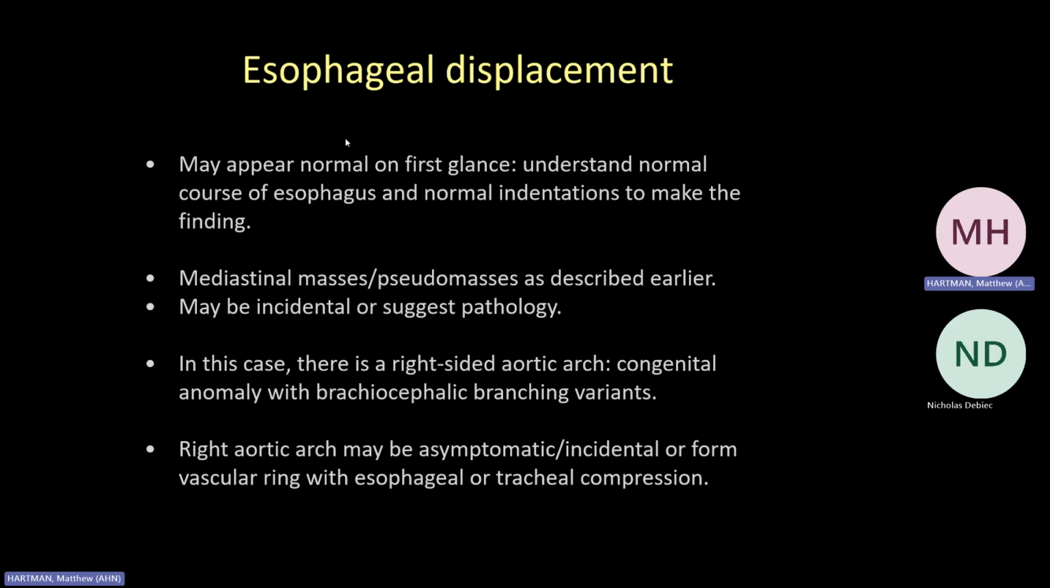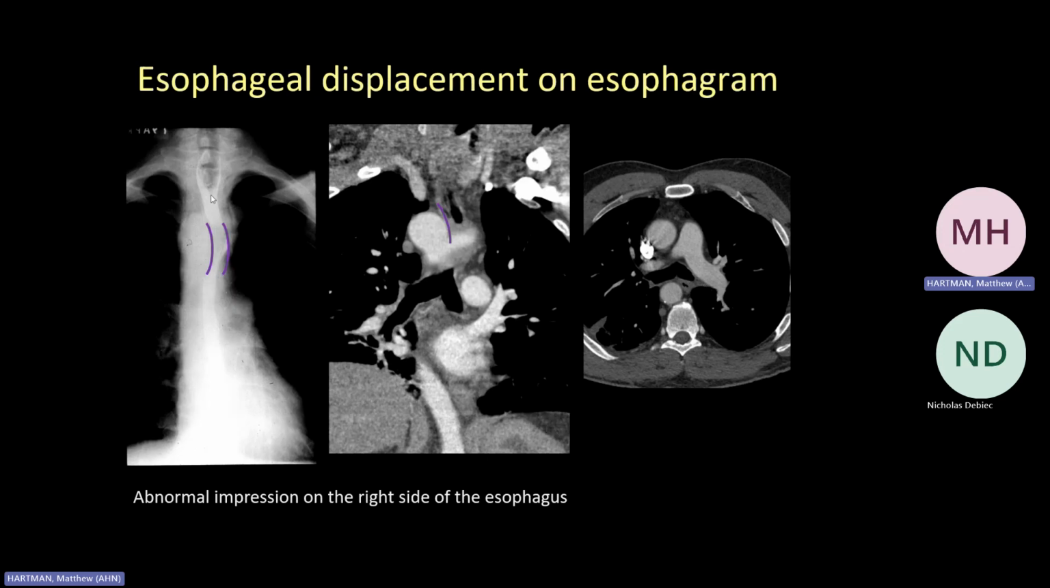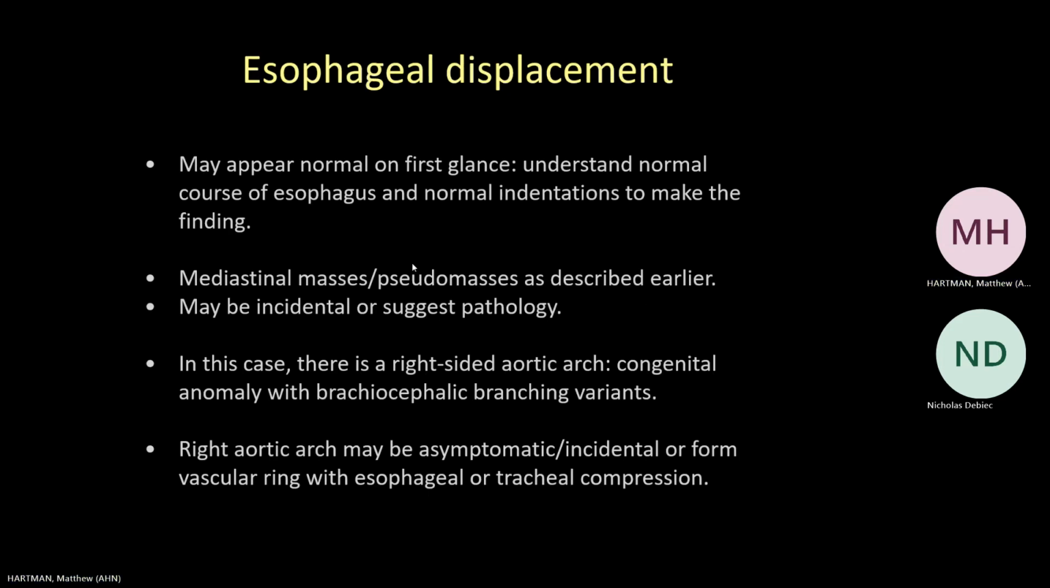So esophageal displacement, we saw a nice example there. You have to know the normal course of the esophagus, anything pushing or pulling. So vessels, tumors can all push or pull the esophagus. Right-sided aortic arches may be asymptomatic, like our case, or can present as a vascular ring in a newborn, causing esophageal tracheal compression, and often can be associated with cardiac malformations.